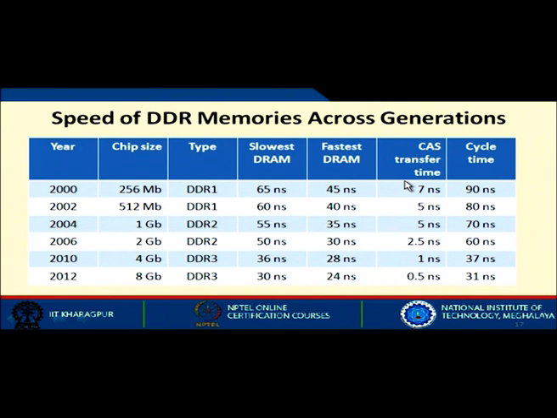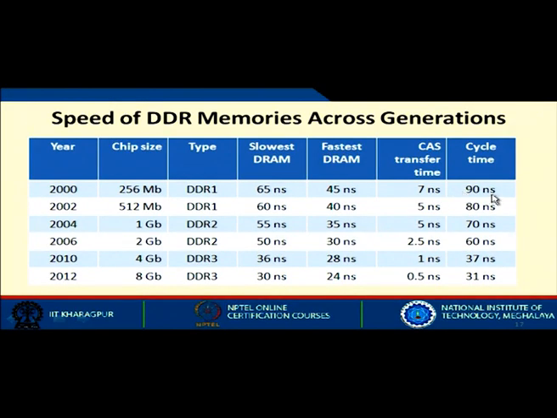which will actually determine finally the transfer rate. Because once we select a row, then we just give different column addresses to get the data. And finally, the total cycle time comes to this. So, DDR3 with 8 GB chip size has got a cycle time of 31 nanoseconds.